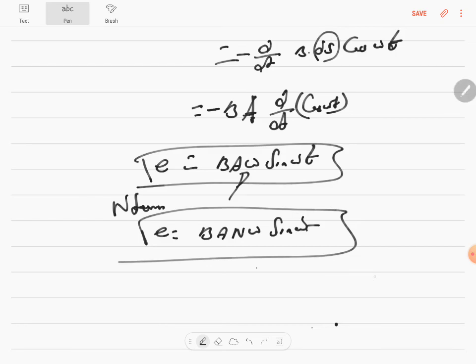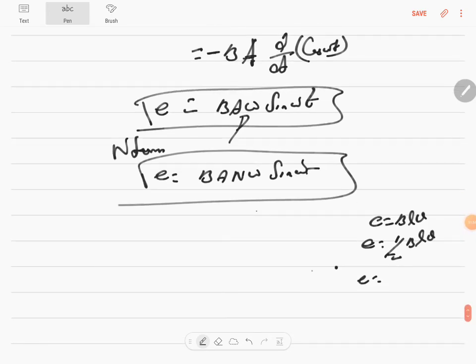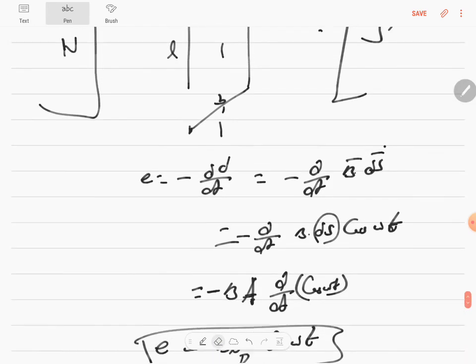How do I recollect? EMF in a rectangular coil is BLV. The EMF induced in a rotating rod was half BLV. And the EMF induced in a rotating coil in a magnetic field is B A n omega sin omega t. So it's easier for me to remember the formulas in this kind of way. I want my students also to stick to the same way, so that if you have a memory issue, you won't struggle in the exam.